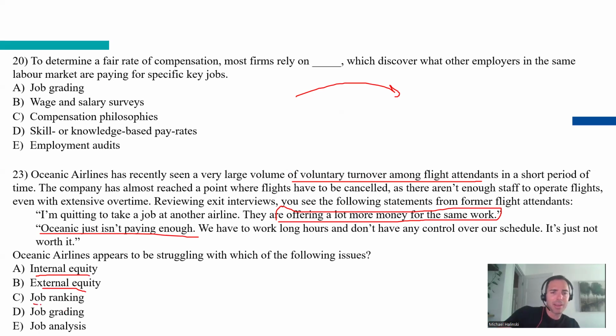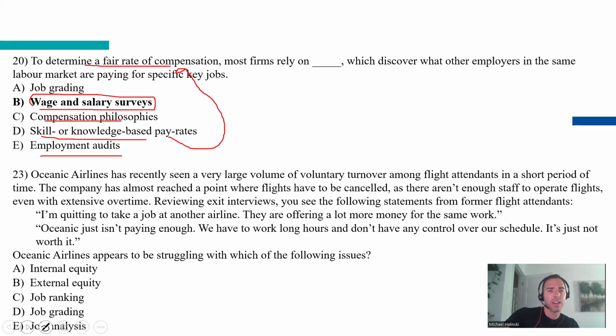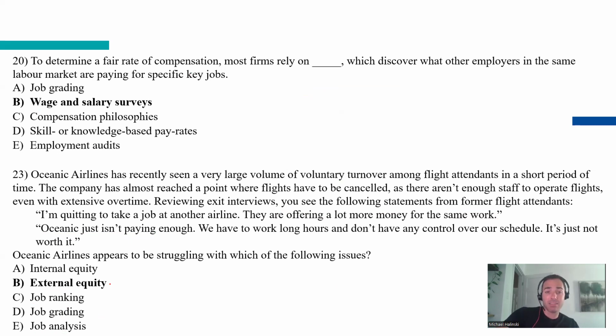Job ranking, well, again, this is an internal thing, can't get there. And job analysis, an internal thing as well. So that doesn't really make sense. So the only thing that even talked about anything external or what the market's paying is external equity. So that's the correct answer.